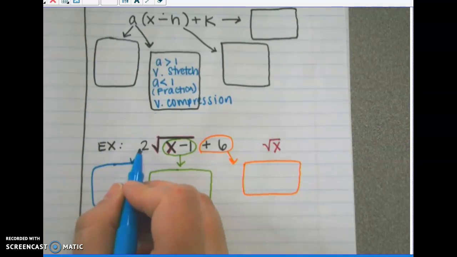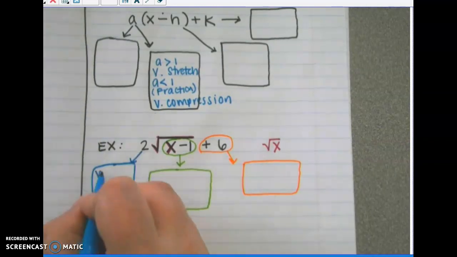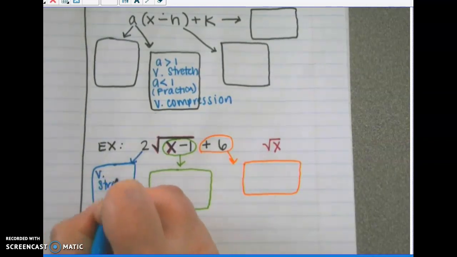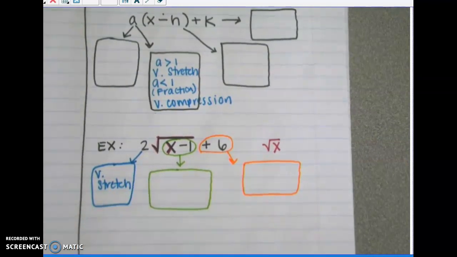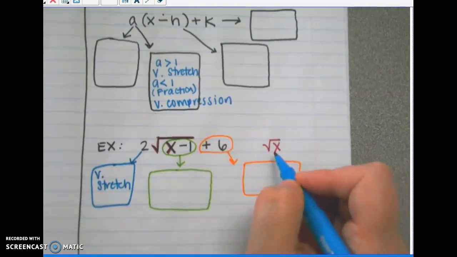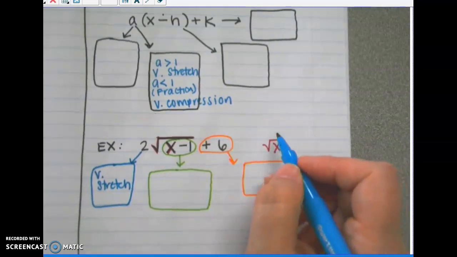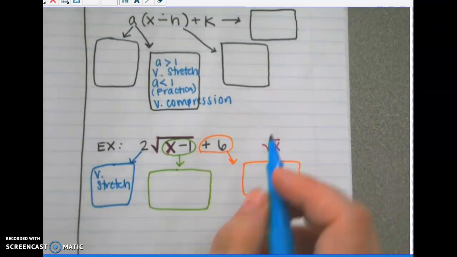But since 2 is bigger than 1, this is going to appear to have been stretched vertically. So it's going to look like if you took the parent function, grabbed a hold of it, and pulled it up. That's what it'll look like.